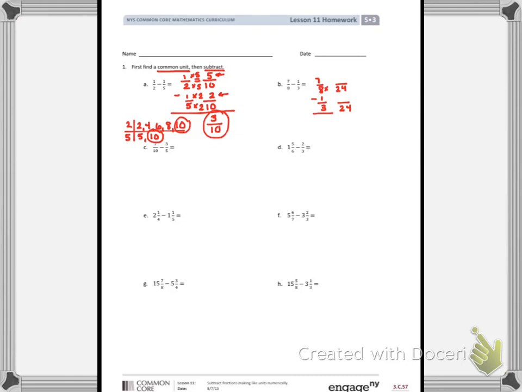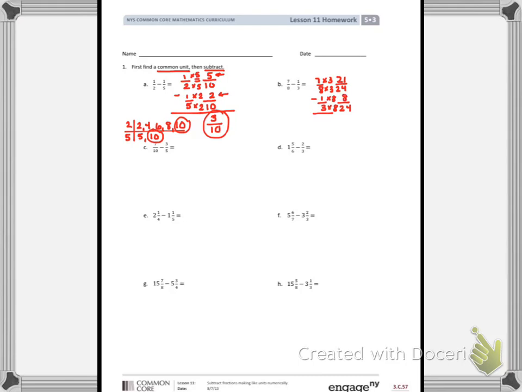So 8 times 3 is 24. Whatever you do to the denominator, do to the numerator. 7 times 3 is 21. We're going to think 3 times what number is 24? 3 multiplied by 8. Whatever you do to the denominator, do to the numerator. 1 times 8 is 8.